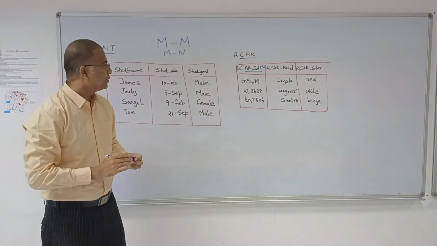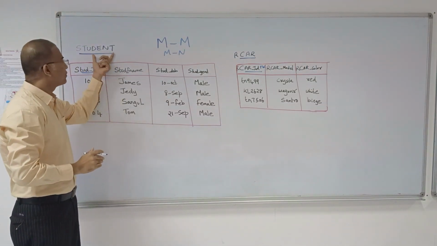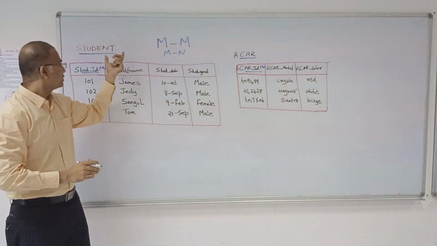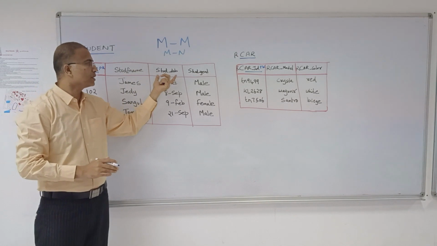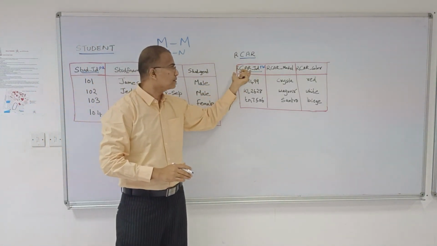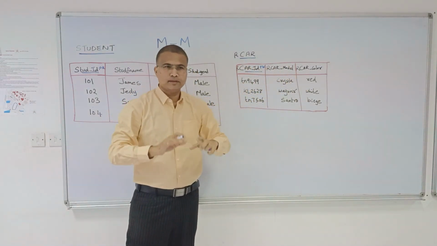So in this example, we are going to take two entities: a student entity and a rental car entity. The student entity has characteristics as student ID, student F name, student date of birth, and student gender. The rental car has the rental car ID, the rental car model, rental car color.